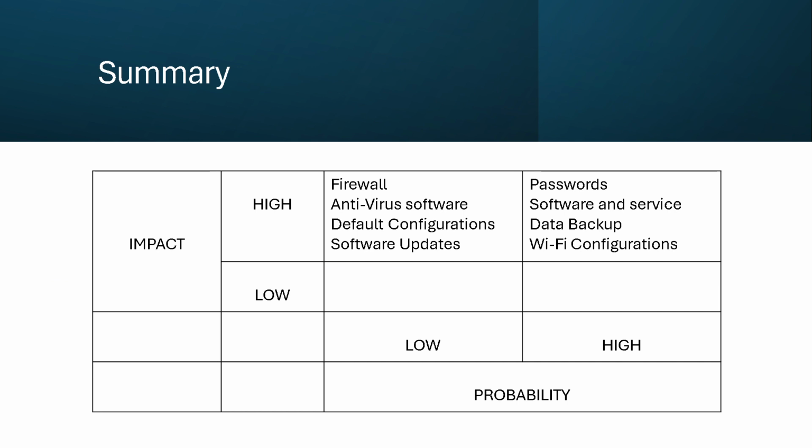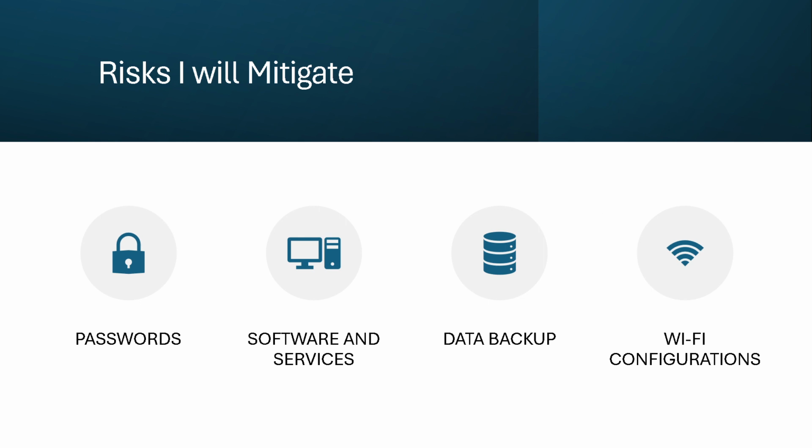First, we have my qualitative risk assessment here, and I've assessed that the impact of all these vulnerabilities is high, but the ones that are most likely to be weak and affect me are my passwords, the software and services I'm running, the way I back up my data, and my Wi-Fi configurations. And of course, the risks that I will be mitigating are the passwords, the software, the data, and the Wi-Fi configurations. So these four vulnerabilities, I'll be preventing them, detecting them, and finding ways to remediate them.